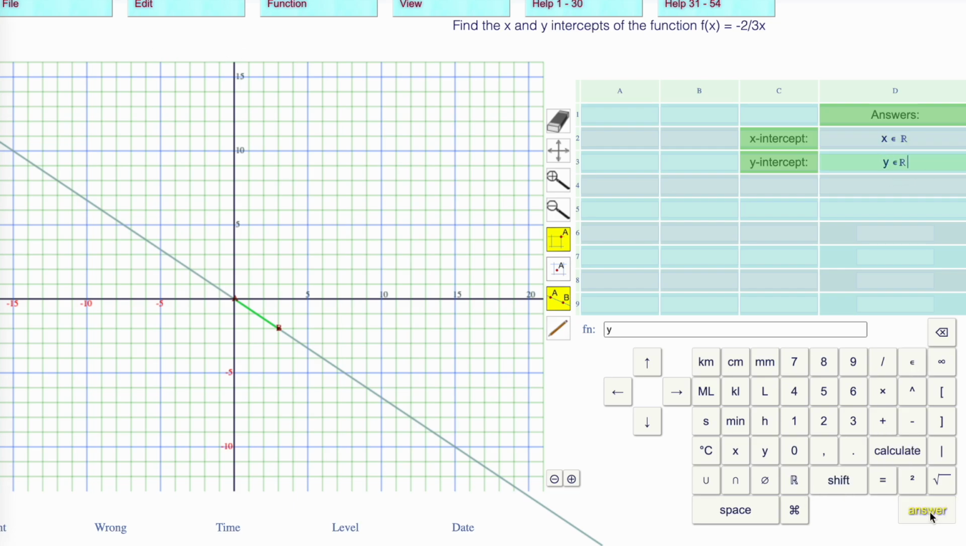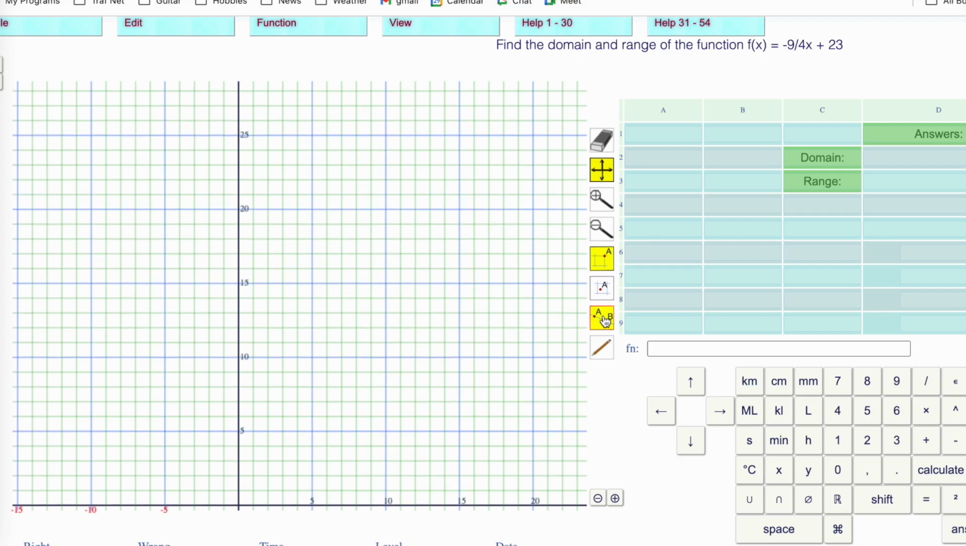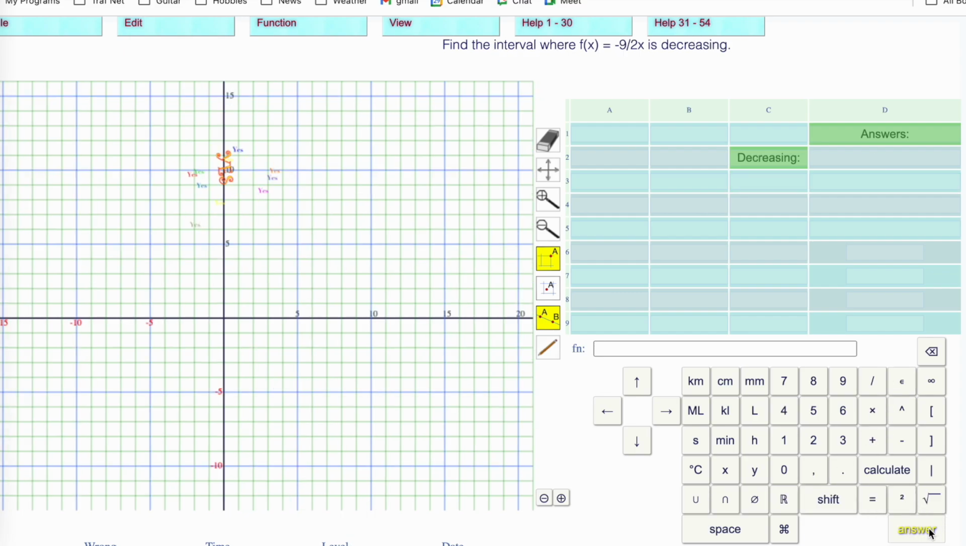Find the domain and range of the function f of x is equal to negative 9/4 x plus 23. The y-intercept, or the initial value, is 23. The slope is negative 9/4. We move over 4, then down 9. The domain, we can see that the lowest x value, it's going to keep on going this way forever. As we go backwards along the x, notice it's getting higher and higher. It's going from negative infinity to positive infinity. We're just going to say x is a member of all the real numbers. And then same for the y, the lowest value for the y is negative infinity. The highest value for the y is positive infinity. Y is also a member of the reals. And then we press answer to see if we're right.